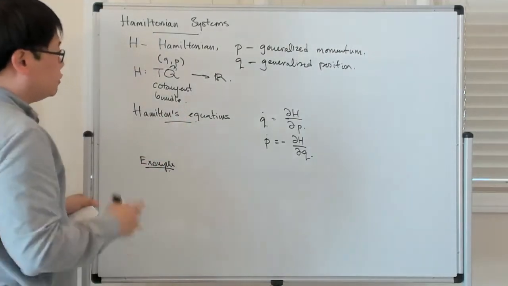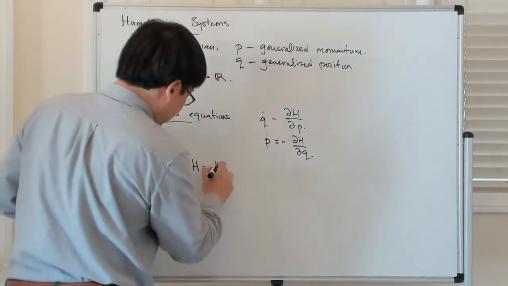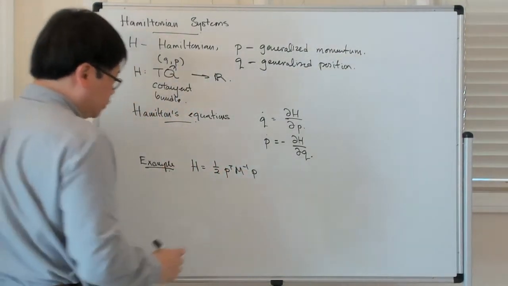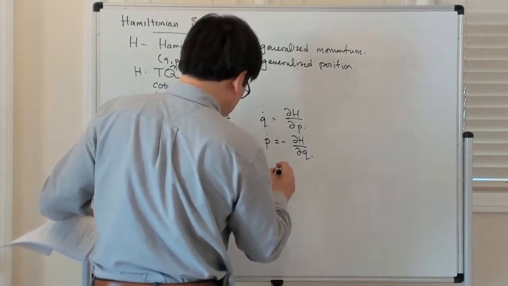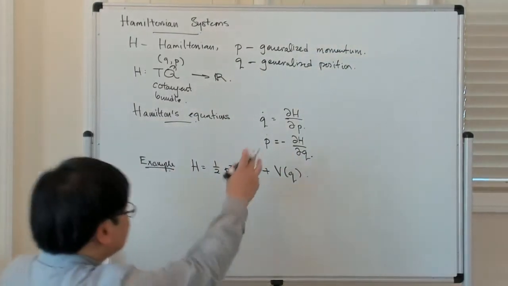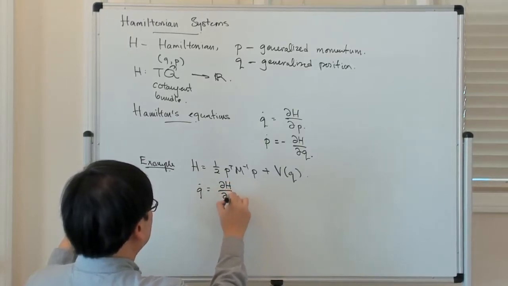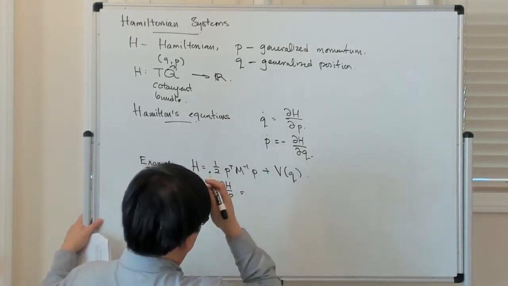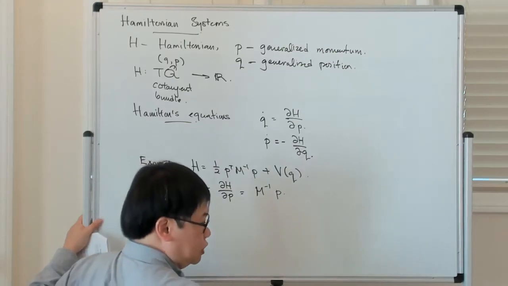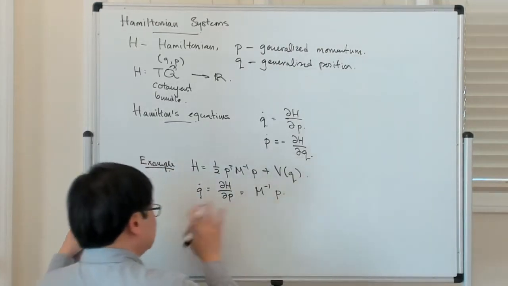Oftentimes the Hamiltonian is an energy. Let's look at a simple example, H equals 1/2 P transpose M inverse P, where M is some sort of mass matrix, plus a potential energy which I call V of Q. Substituting into Hamilton's equations, Q dot is equal to dH/dP, which is just M inverse P. In the usual mechanics case with particles, the momentum is the mass times the velocity, so that's consistent.